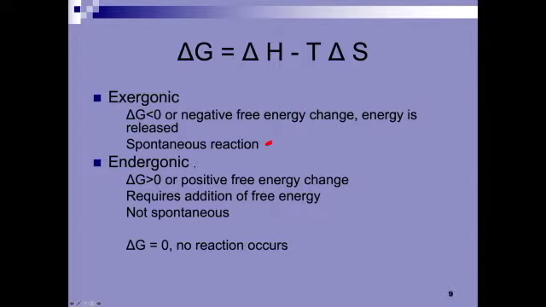So in an endergonic reaction, our delta G is going to be greater than 0. And so here we have this positive change in free energy. We have to add energy into the reaction to get it to occur. So this is referred to as a non-spontaneous reaction. If delta G equals 0, then there's no free energy either way, which means we're at equilibrium. So either at equilibrium or no reaction is going to occur.